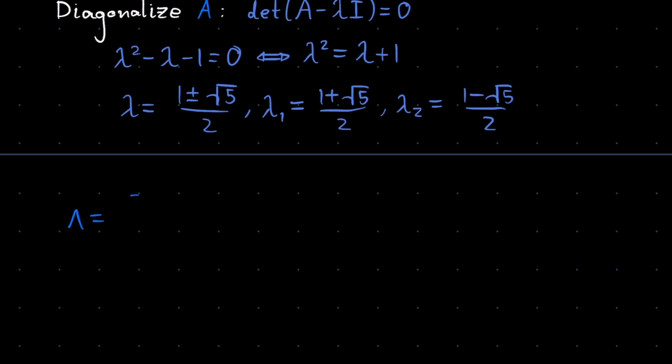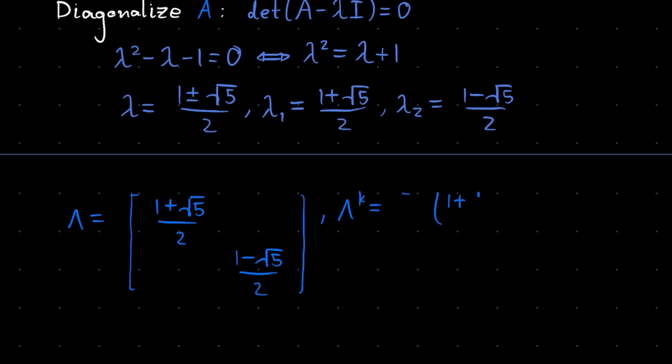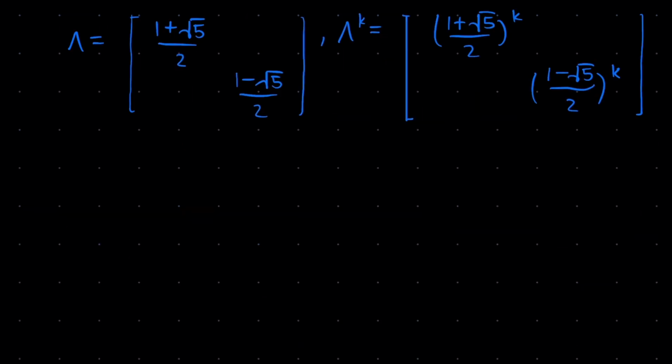Lambda is equal to 1 plus the square root of 5 over 2, and 1 minus the square root of 5 over 2. And lambda to the power of k is 1 plus the square root of 5 all over 2 to the kth power, and the same thing over here. Now we need to calculate what the eigenvectors are.